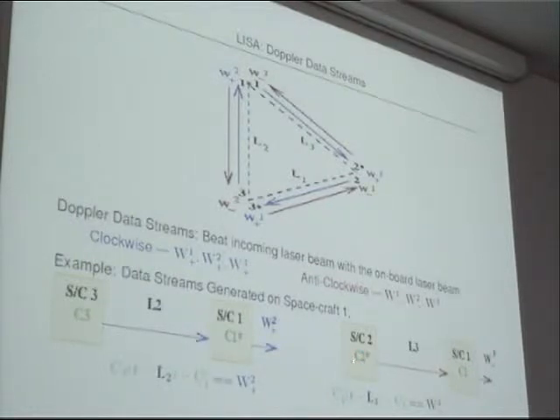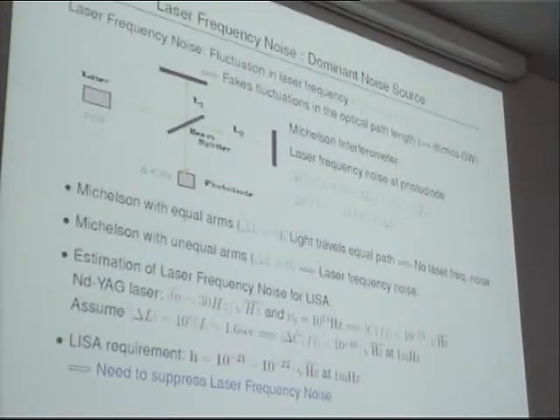This is the laser coming from spacecraft 2 and going to 1, and it is again beat with the onboard laser. This is how you get the 6 Doppler data streams. Now we ask the question, and I give order of magnitude estimates, of how much laser noise is in the TDI stream.